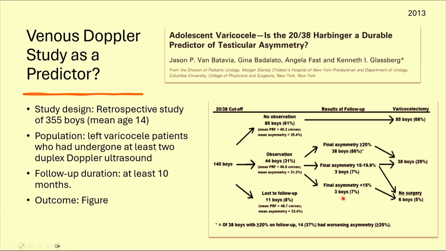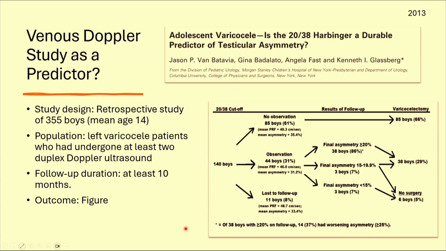And only 3 boys, which is 7%, have less than 15%, which, at least according to his paper, is catch-up growth. So by that, he concluded that we can use the venous Doppler study to augment our decision whether to rely on only the 20% difference or to combine these two. However, this finding has been mentioned in the guidelines, but they did not recommend using it yet, probably because of these single 2 studies by the same author.